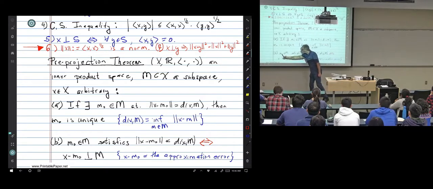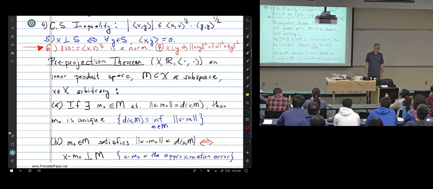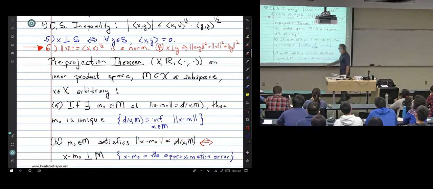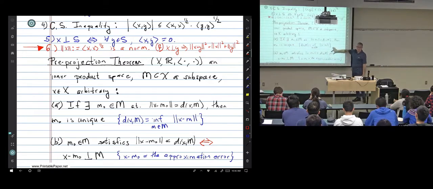And then the minimizing vector is completely characterized by the error is orthogonal to the set of approximates. It's orthogonal to the subspace. So the approximation error, x minus m0, is orthogonal to m. And that's if and only if. So that's what we want to show this morning, really quickly.